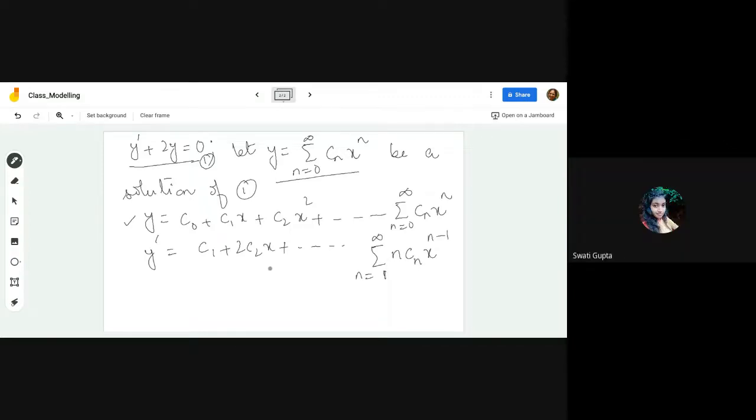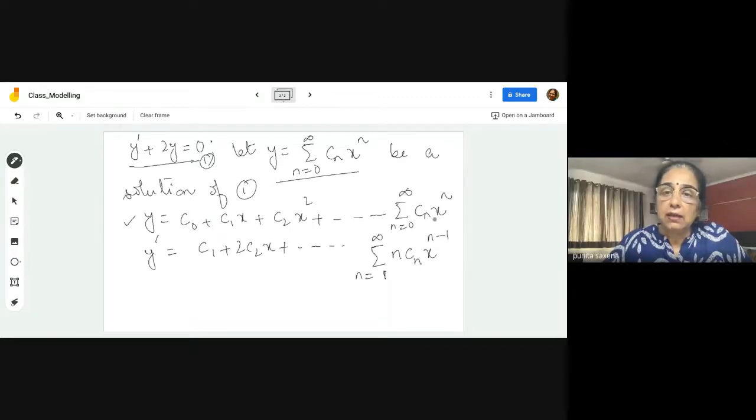This will be my y dash, because now you can differentiate from this only. The derivative here will be n cn x to the power n minus 1. But because my leading term is a constant term, its derivative is going to be 0. That means my terms are going to start from the index when n varies from 1 to infinity.